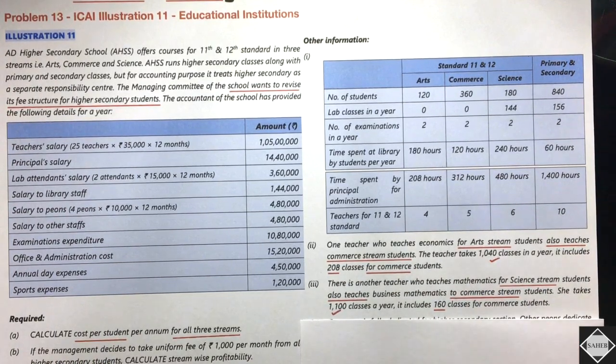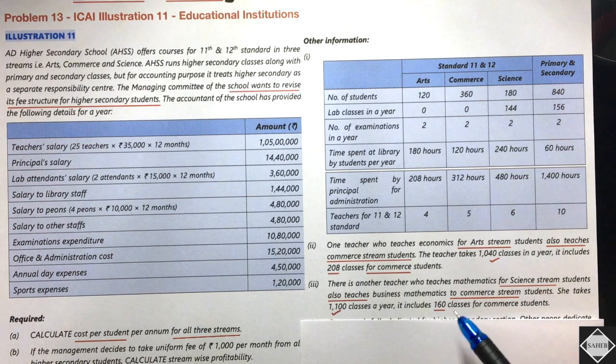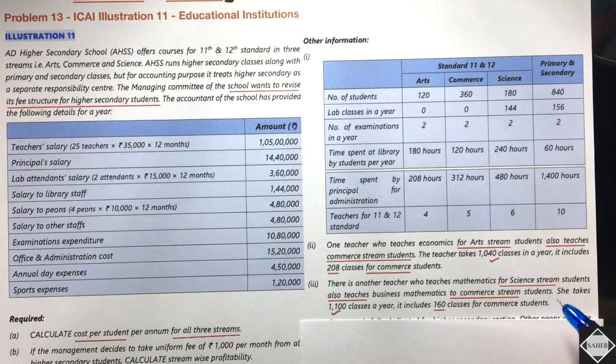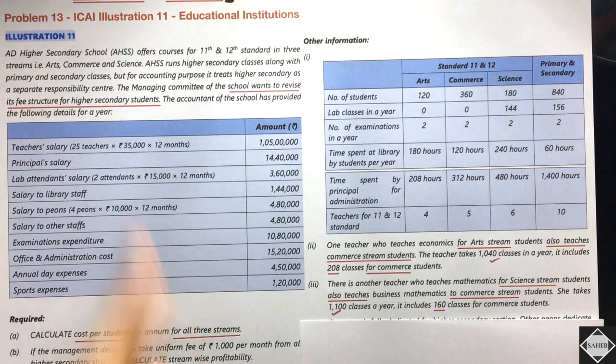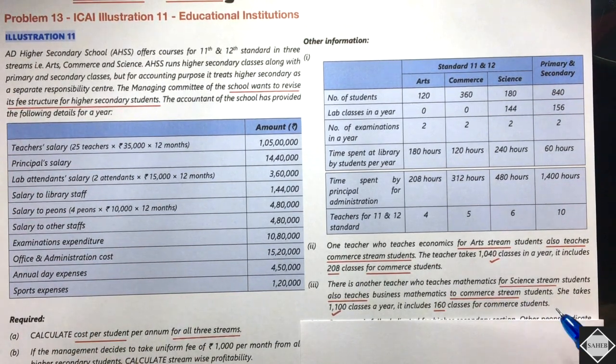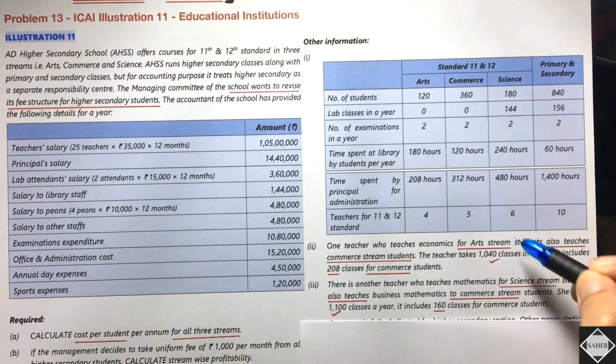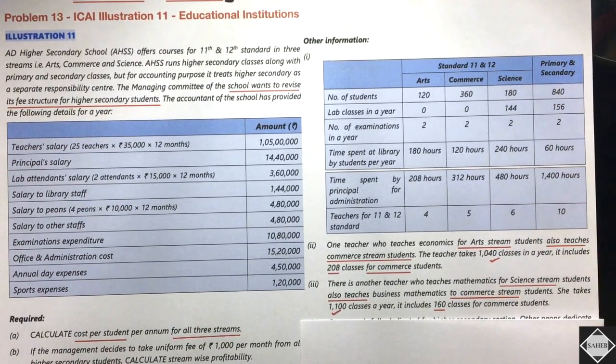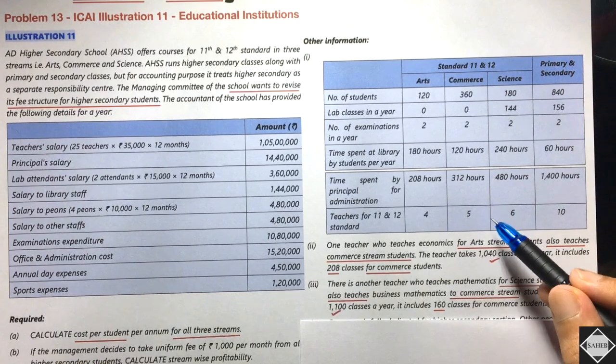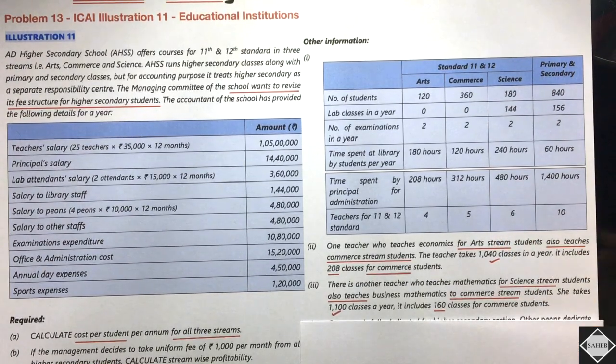There is another teacher who teaches mathematics for science stream students, and also teaches business mathematics to commerce stream students. Understand properly? One teacher is there, the math teacher of science stream. In science, we have 6 teachers. Out of that, one teacher is the math teacher. This teacher belongs to science, but she has taken classes for commerce stream as well. So the same logic.